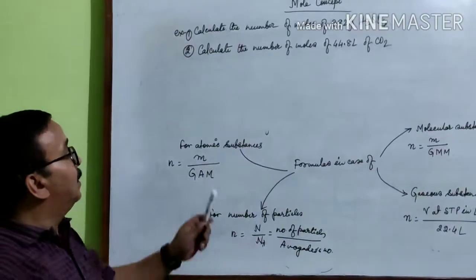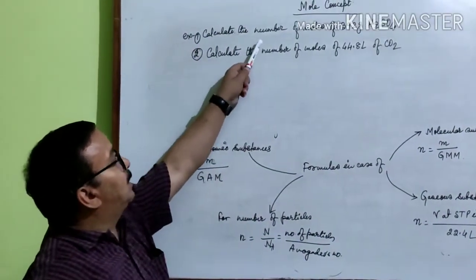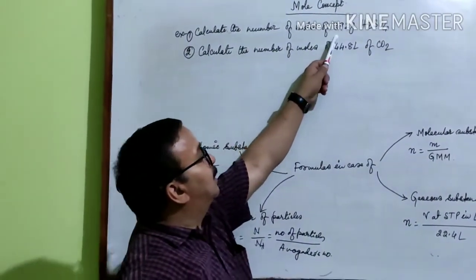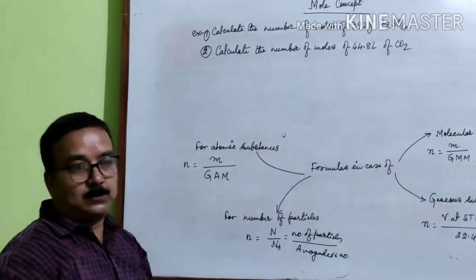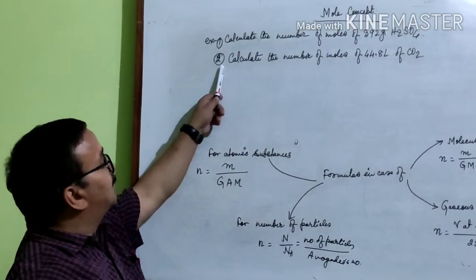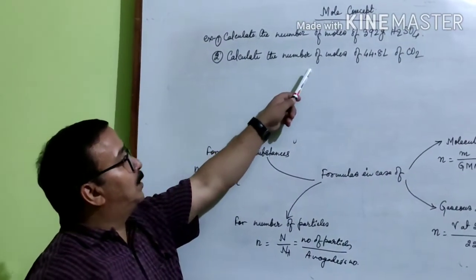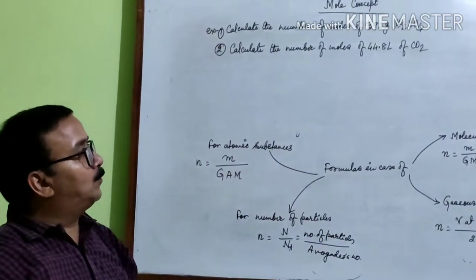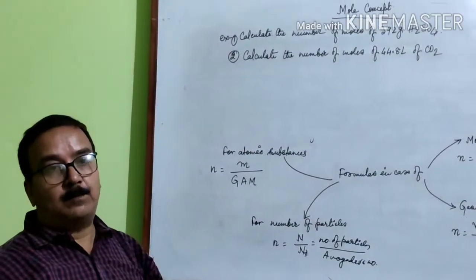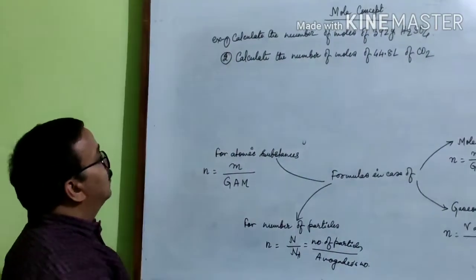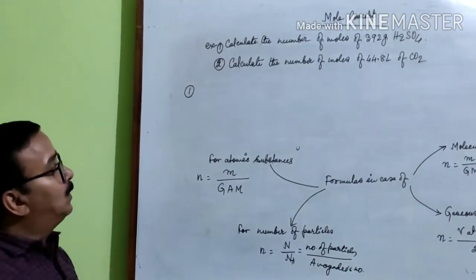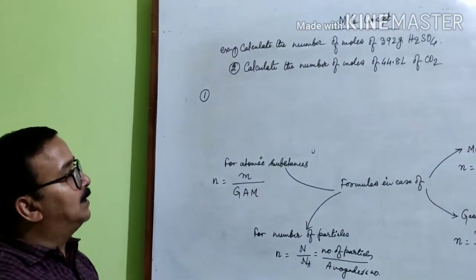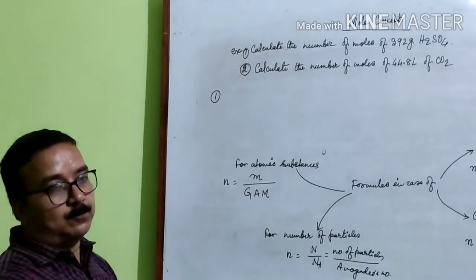Now for example, the question is: calculate the number of moles of 392 gram of sulfuric acid. This is question number 1. And the second question is: calculate the number of moles of 44.8 liter of carbon dioxide. So let us solve the first one. Calculate the number of moles of 392 gram of H2SO4.